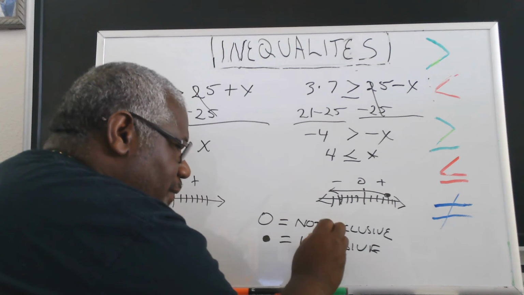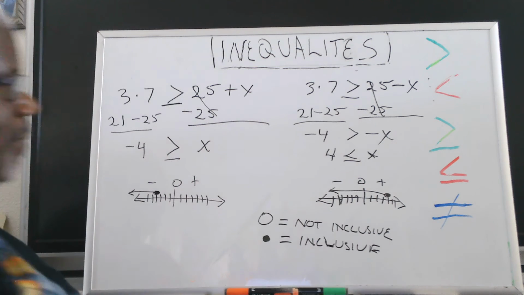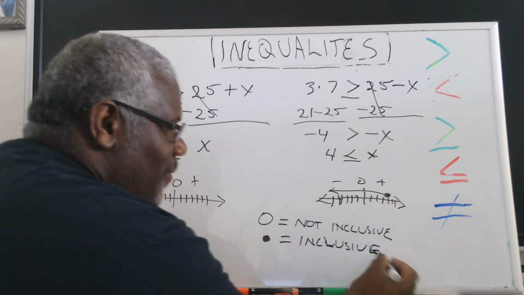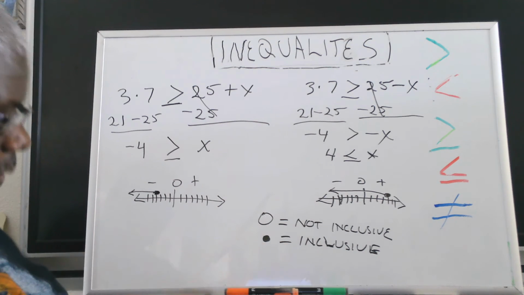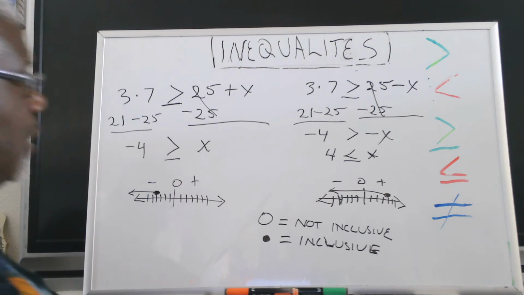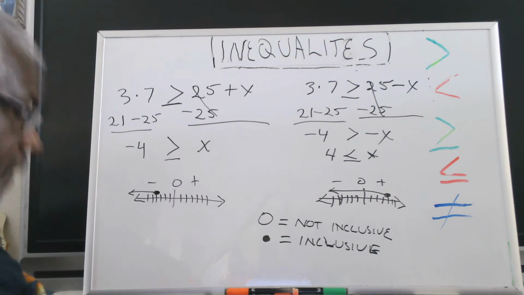I-N-C, that's an L. Don't get confused. My spelling is not atrocious. I just don't write so good. So as we see, open circle not inclusive, closed circle, or dot if you want to call it that, is inclusive. Okay?